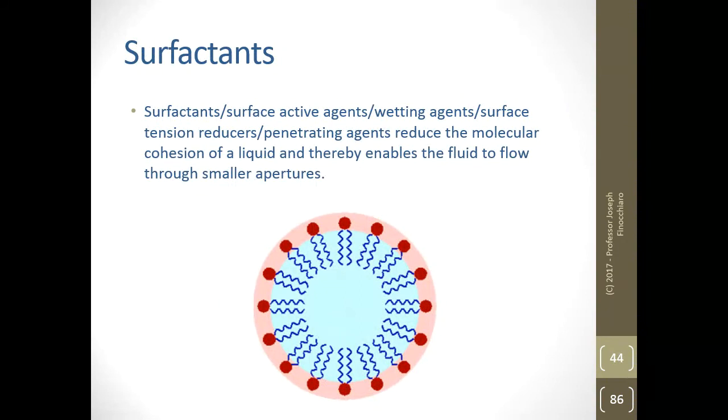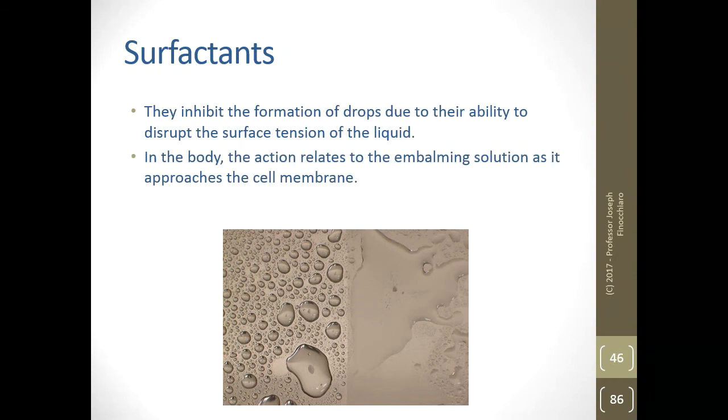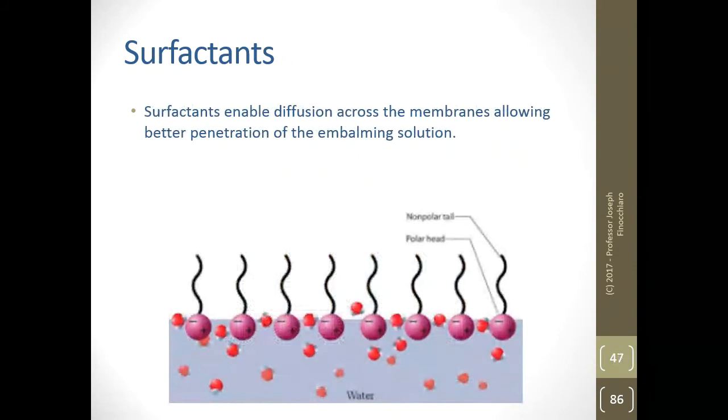Surfactants: surface active agents, wetting agents, surface tension reducers, penetrating agents. They reduce the molecular cohesion of a liquid and thereby enable the fluid to flow through smaller apertures. It makes the molecules smaller, so to speak, and they can fit through smaller holes better. Surfactants are the substances which cause the sheeting action in dishwasher detergents, which prevents spots from forming on glasses. They inhibit the formation of drops due to their ability to disrupt the surface tension of the liquid. In the body, the action relates to the embalming solution as it approaches the cell membrane. Surfactants enable diffusion across the membranes, allowing better penetration of the embalming solution.